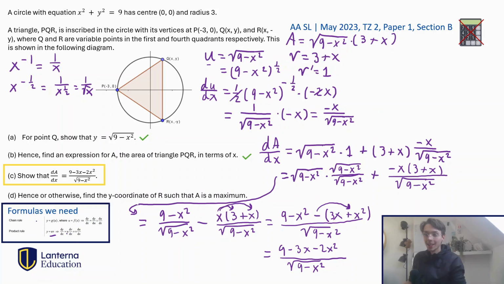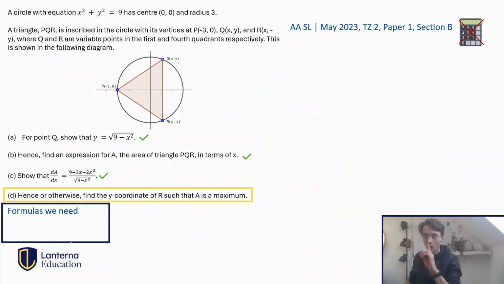Okay, let's finish this question off with D. Hence or otherwise, find the y-coordinate of R. Okay, what was R again? That was this point right here. So find the y-coordinate of R such that A, the area, is a minimum. Does anyone remember here? We've got a derivative, we need to find a minimum. Ah, right, we need to figure out when the derivative is 0. So we need dA/dx, this whole expression, to be equal to 0.